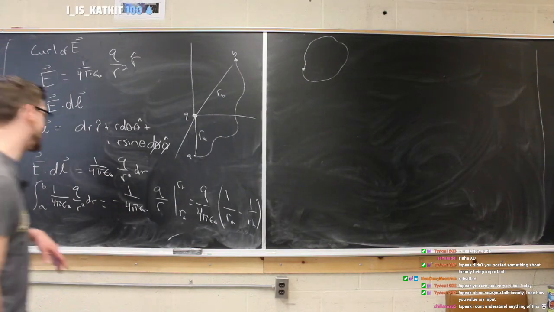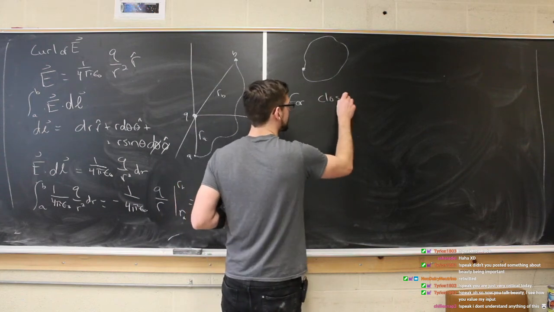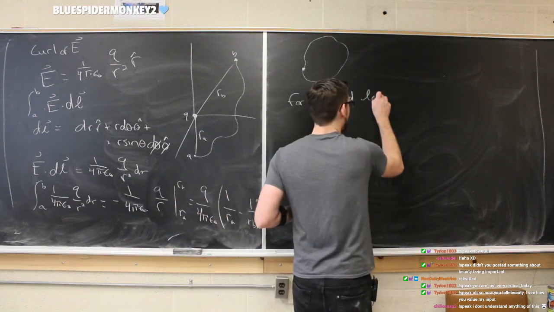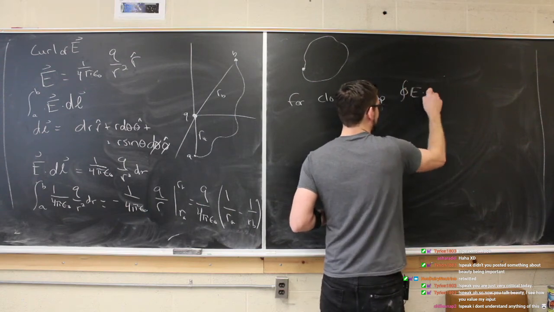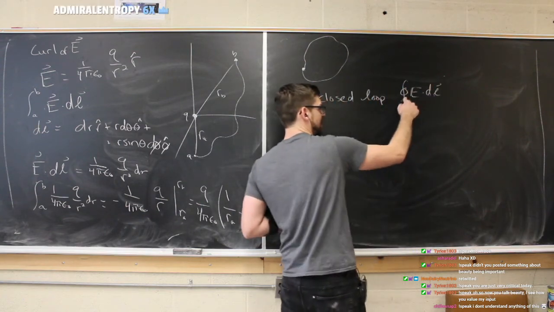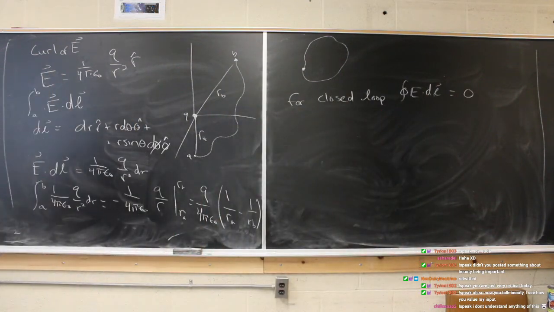So for a closed loop, the line integral of E, so E dot dl, that's what this means, over this closed loop, is equal to 0. So that's the notation we use for a closed loop, okay? Which is a very important thing.